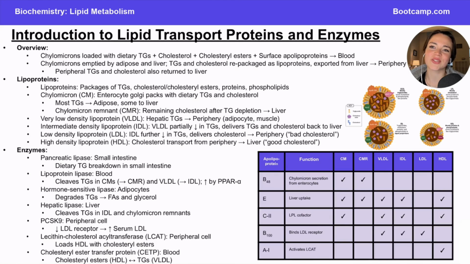Hi everyone, my name is Paige and thank you so much for joining me for our introductory lesson to lipid transport proteins and enzymes. So in the last video, we focused on how we get lipids from the lumen of our gut after we take in a big fatty meal into the blood.